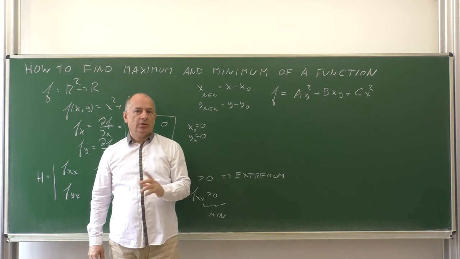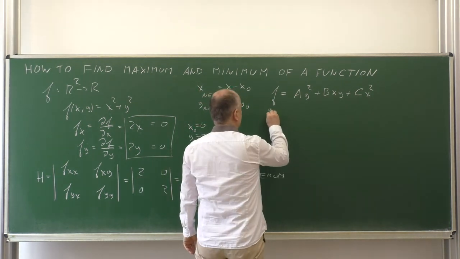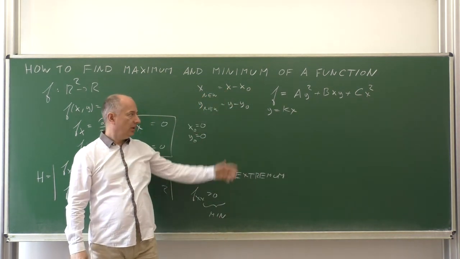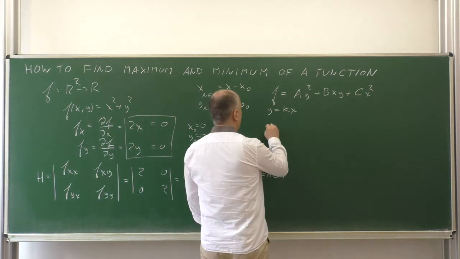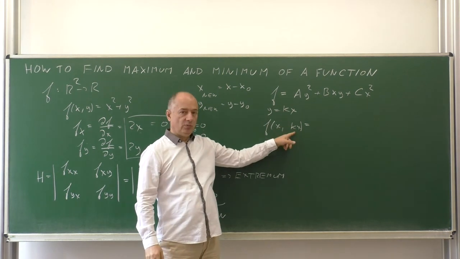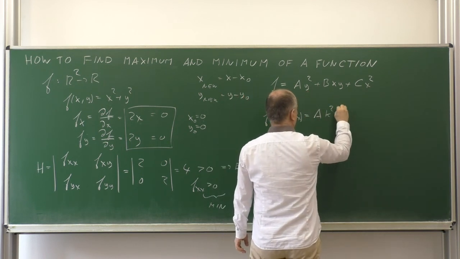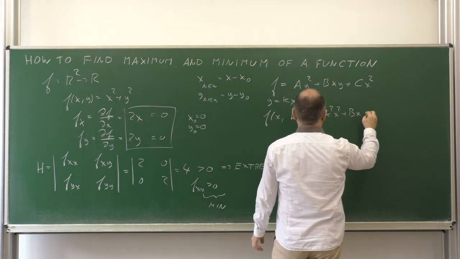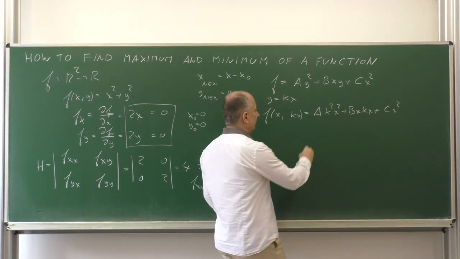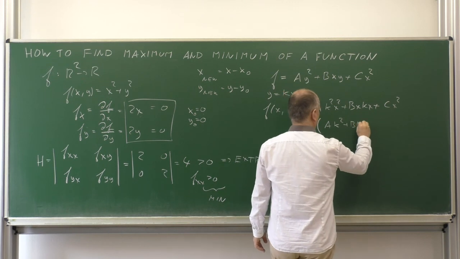If the function of two variables is too complicated, let's consider how the function behaves in one fixed direction. By one fixed direction, we may consider a line y is kx. This is a line in the domain of definition, in R2, going through the origin. Then the function at the point (x, kx), when we substitute kx for y, is a, and y squared is k squared x squared, plus b x, and y is kx, plus c x squared. We can factor out x squared, and we have a k squared plus b k plus c.